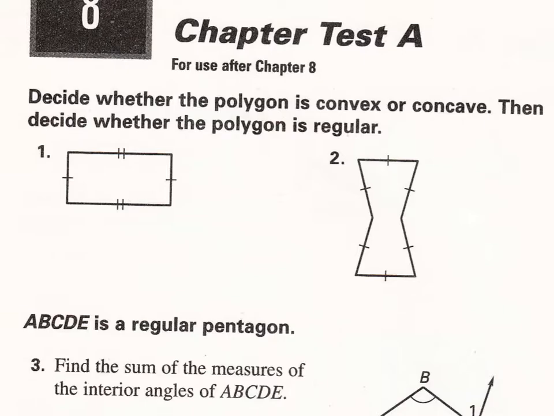After you determine if it's convex or concave, you also need to determine if it's regular. Remember, if it's regular, it's going to have equal sides and equal angles. So write that in a blank.